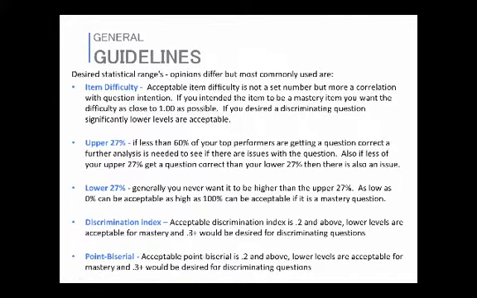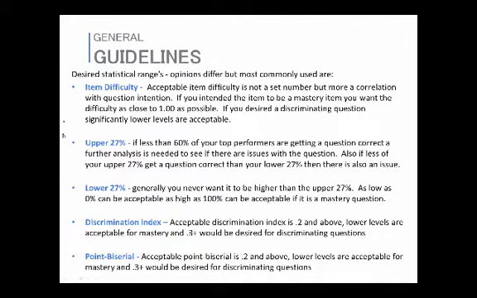But some desired ranges, it depends a little bit on your intention. Let's start again with item difficulty. An acceptable item difficulty is more of a correlation with your intention. If you intended this item to be a mastery level item, something you want to test everybody on, make sure they know it, but you expect all of your class to know it, then you want that difficulty to be in the 0.9 to 1 range, or 90 to 100%.